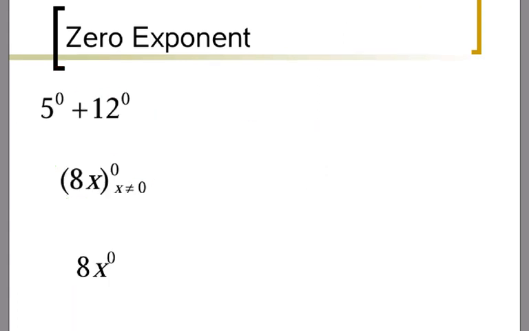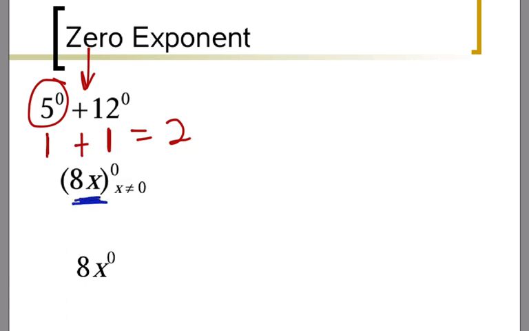So here's some more zero exponent problems. So we have to do the exponent part and then a little bit of arithmetic after that. So first thing I got to check out is that 5 to the 0 is 1, and then I'm going to be adding 12 to the 0. Well, that's also 1. So I'm really just doing 1 plus 1. The answer is 2. Okay.